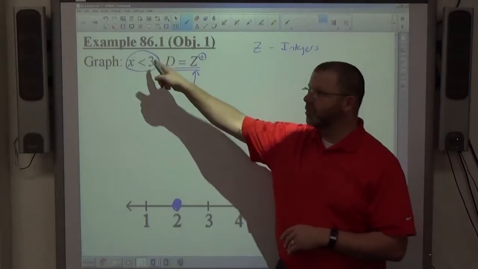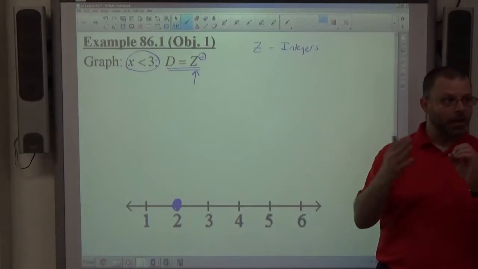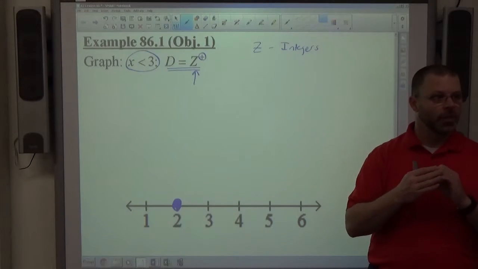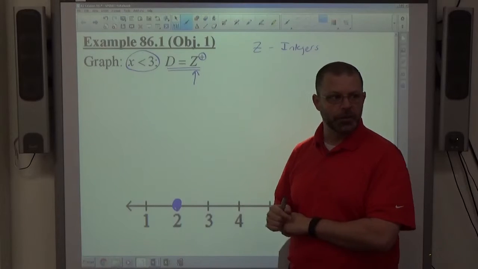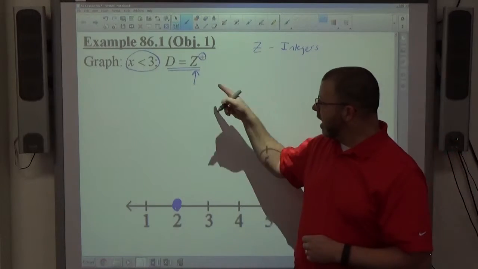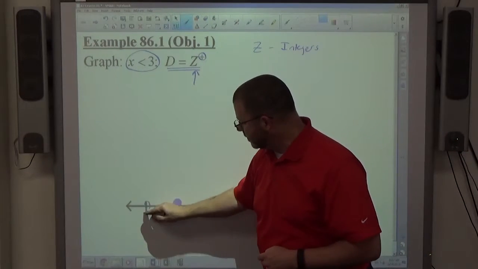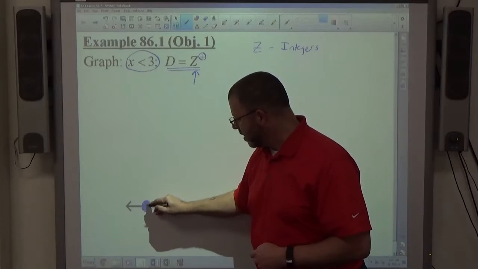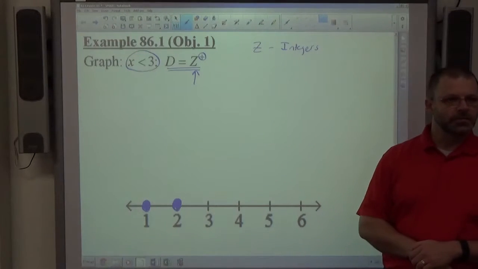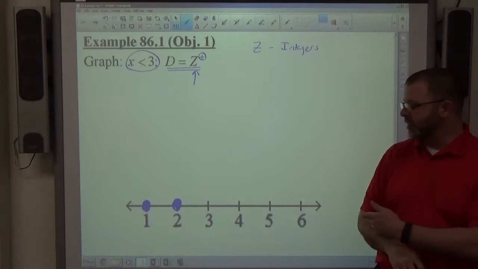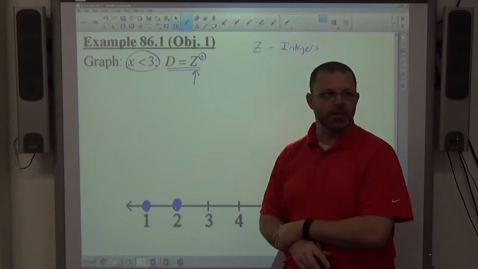Because 2 is less than 3, the purpose of the hole is to say I'm not including this number, but I want to get close to it. I do want to include 2, so I'm going to put a filled-in circle there on 2. The next positive integer that makes it true is 1, and that's it. Right? There's nothing else. The next integer down from there is 0, but that's not positive.